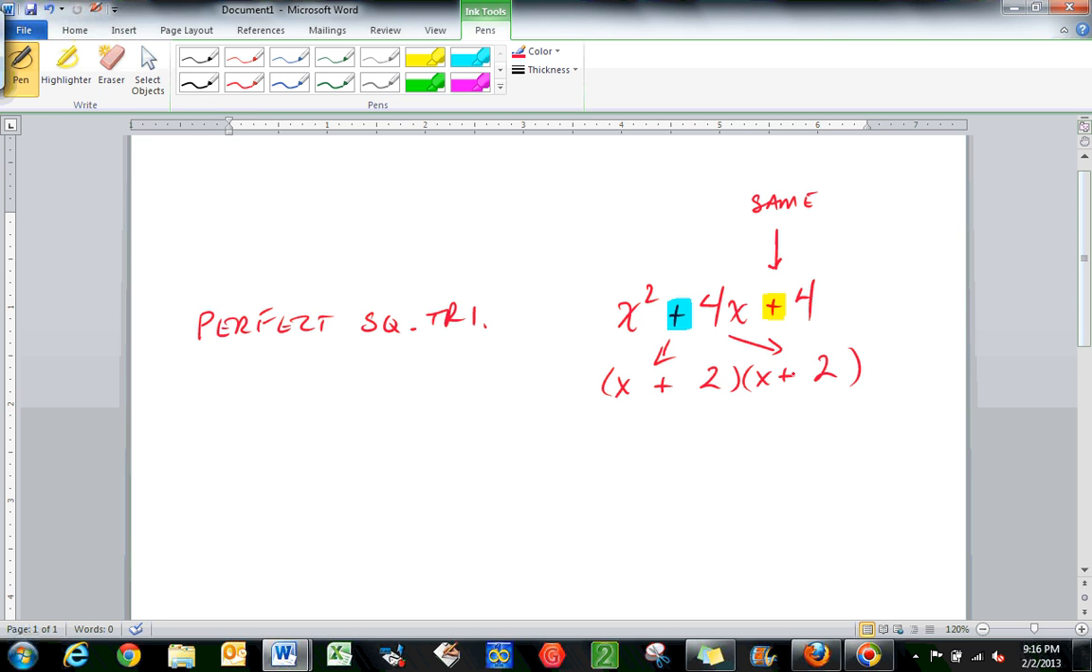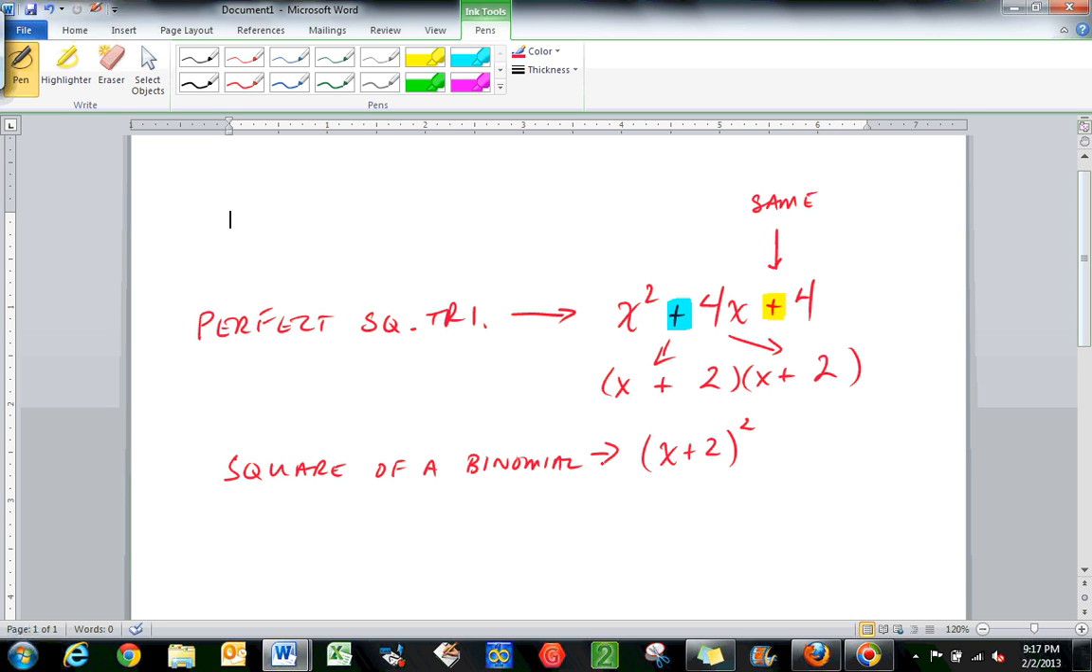So, with a perfect square trinomial, we get the same two exact terms, x plus 2 times x plus 2 in this case. And since we have the two exact same terms, we can write those two terms as a squared value. Since this term is a binomial and is being squared, this is what we're referring to as a square of a binomial.